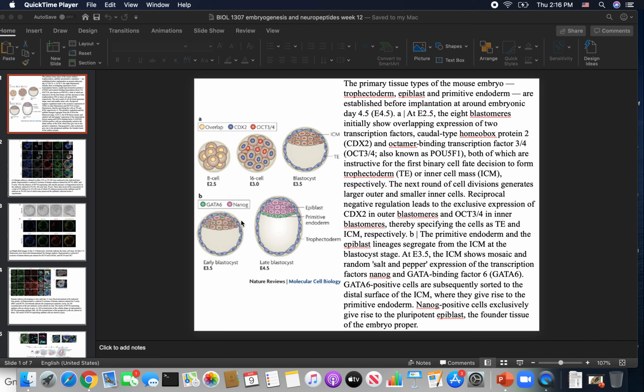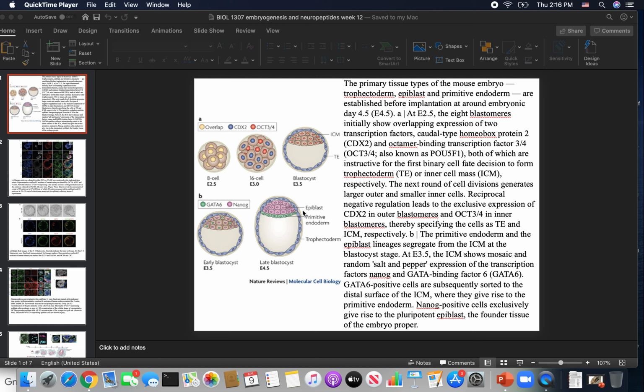Anyway, once they commit here, they're going to do the same thing. And so they're going to reorganize themselves again. And all the ones that ended up making GATA6 are going to line up here, and they're going to form the primitive endoderm. The rest that decided to make NANOG, this is the marker for the cells that are going to form the epiblast. And as you probably remember from the podcast, the epiblast is going to form all the cells of the baby. So it looks like the primitive endoderm, you'd say, oh, that's probably going to make the endoderm of the baby, but it's actually not.